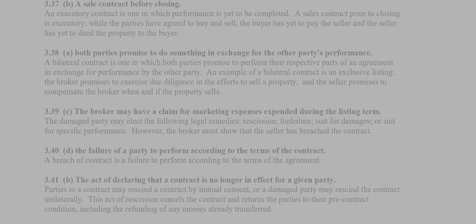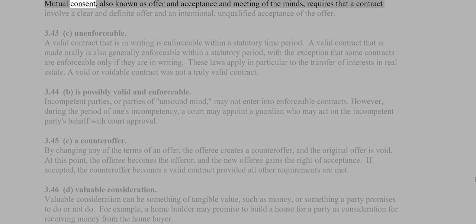3.42 a. Reflect a mutual understanding or agreement. Mutual consent, also known as offer and acceptance and meeting of the minds, requires that a contract involve a clear and definite offer and an intentional, unqualified acceptance of the offer.